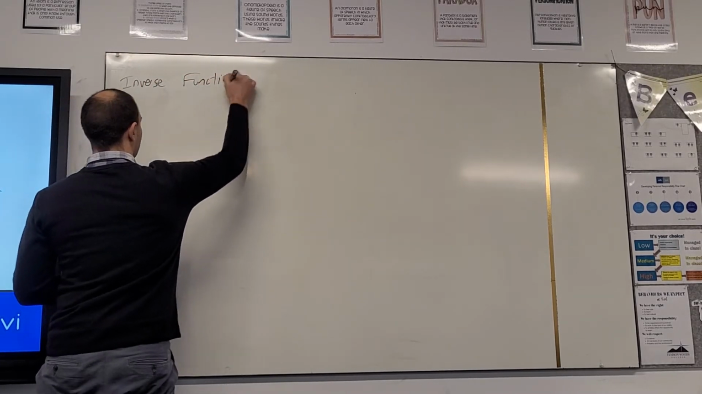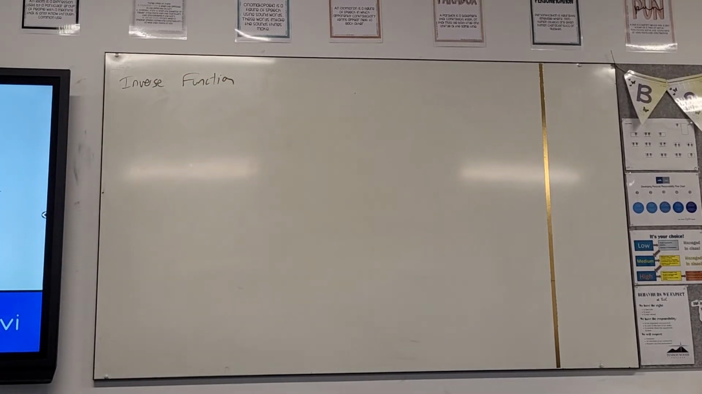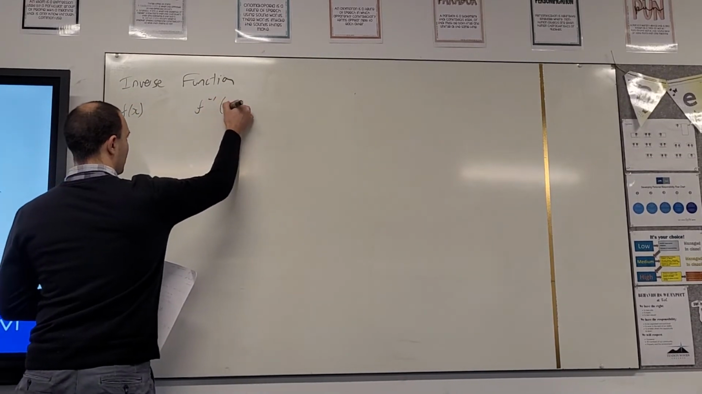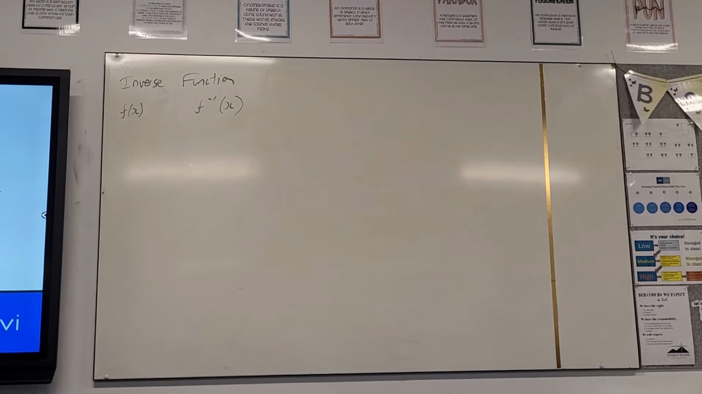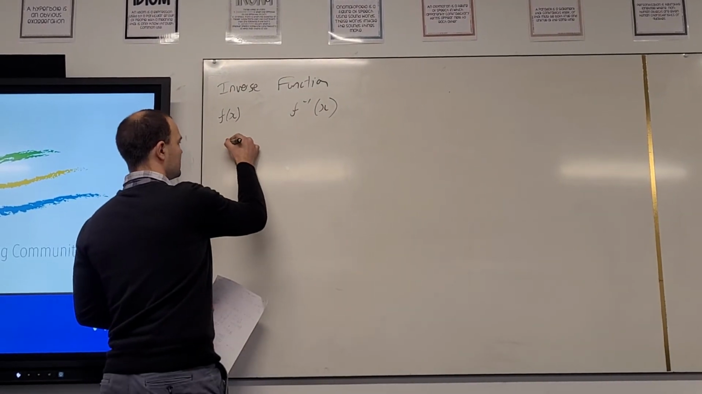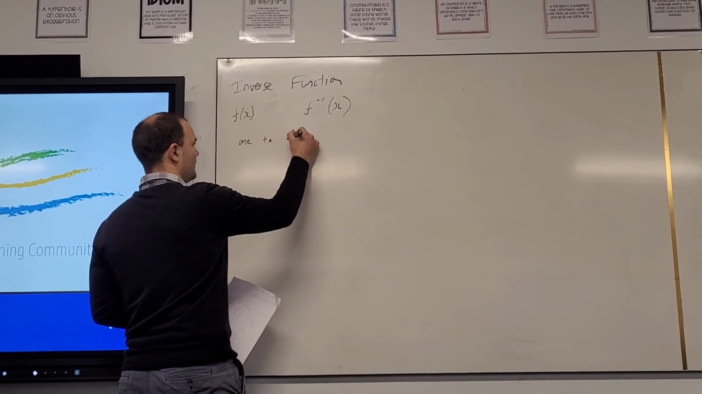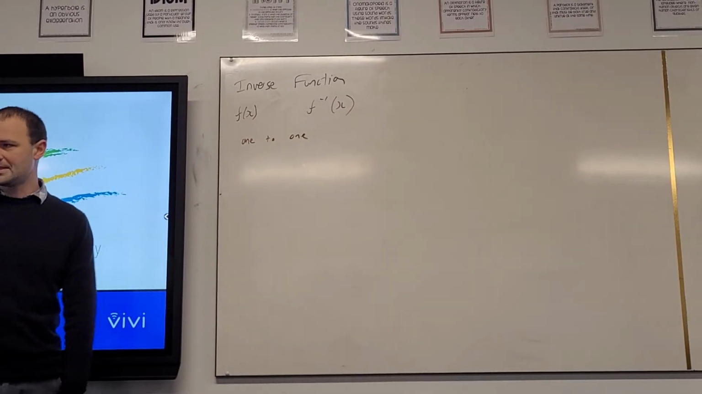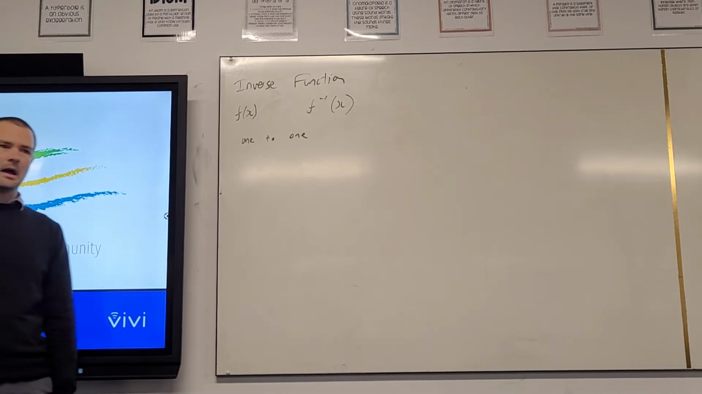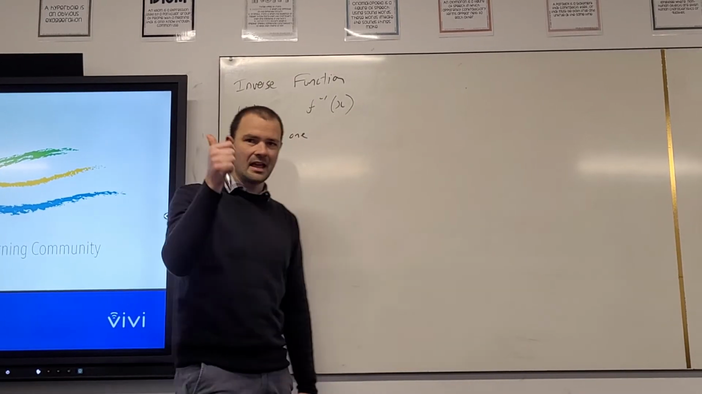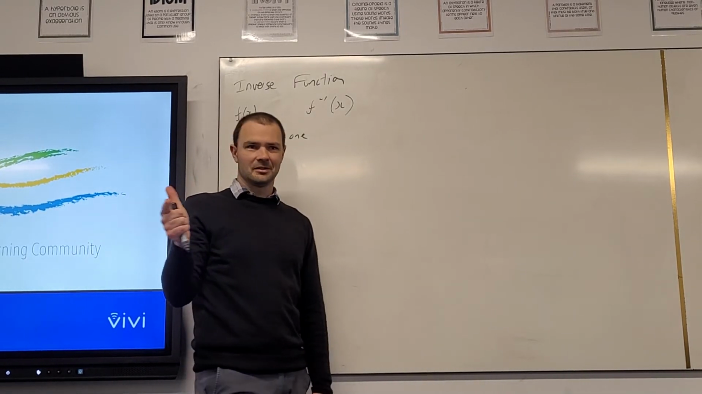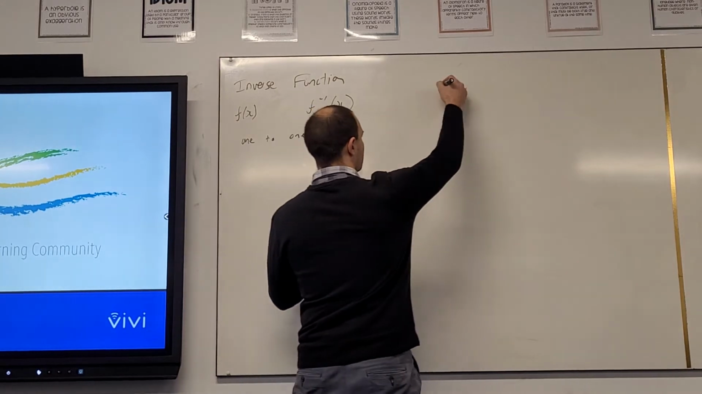Remember, if we have some function f of x, then f minus 1 of x is the inverse function. An inverse function will only exist if the function is 1 to 1. What does that mean? Each x value has one unique y value. It has to pass both the vertical line test and the horizontal line test. Do we remember that? I might do a couple of sketches quickly.